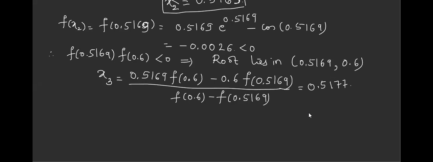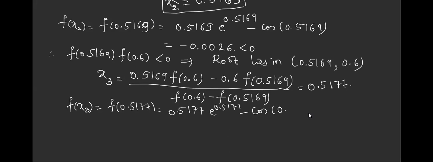So what is to be calculated after this? Yes, f of x3. You know how to do it. 0.5177, e raised to 0.5177 minus cos of 0.5177. Calculate it. How should this value be? It should be nearer to 0. Here we have got 2 zeros, no? At least you should get 3 zeros. 0.00017, negative. Yes, this is again negative.